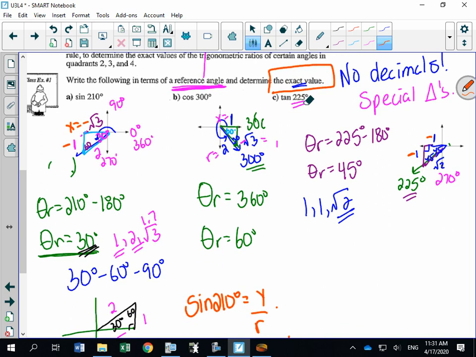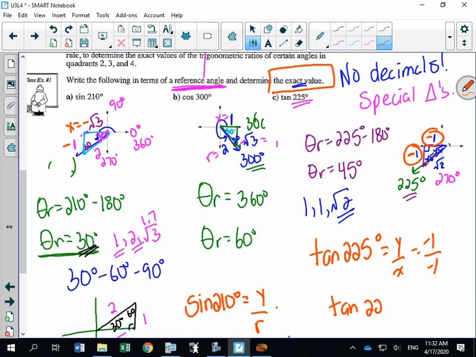Okay, tan of 225 degrees. You only need to look at the special triangle. Tan is y over x. Y is equal to negative 1 over x is negative 1. Tan of 225 degrees is equal to negative 1 over negative 1, which is positive 1.